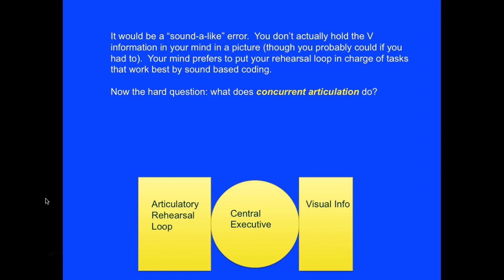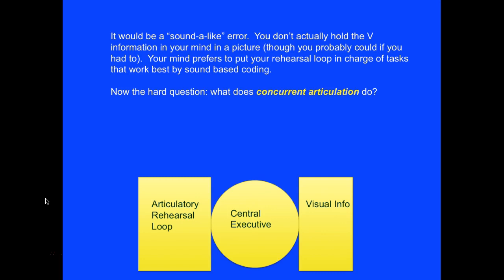However, it's going to have a more negative impact on the short list, which benefited the most from rehearsal. So again, the word length effect will be reduced. So too will the sound-alike effect.